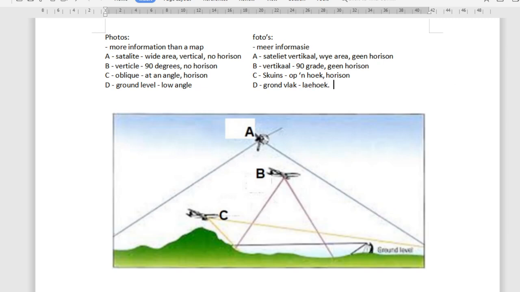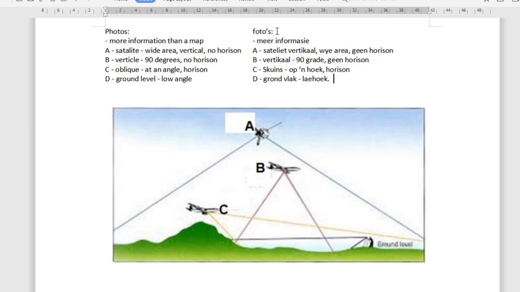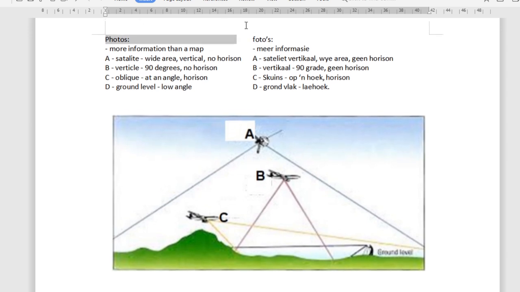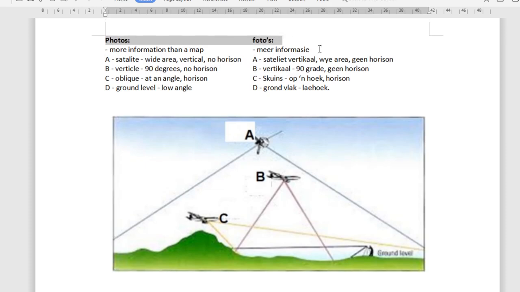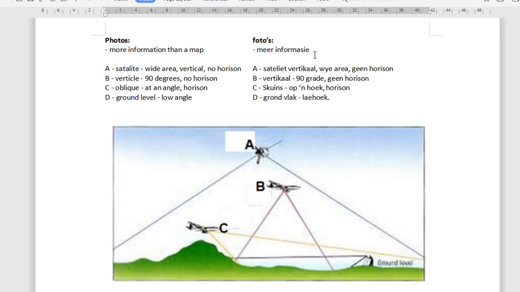Okay, so those are the different types of photos. We must go have a look at what are the benefits of each one of these. So you can have a look in your textbook for more information on that. But basically with a satellite photo, it gives us a good view of a huge area. We can see the landforms, we can look at rivers over a big area to study the course of the river. So ons kan kyk hoe die rivier loop oor 'n groot area.